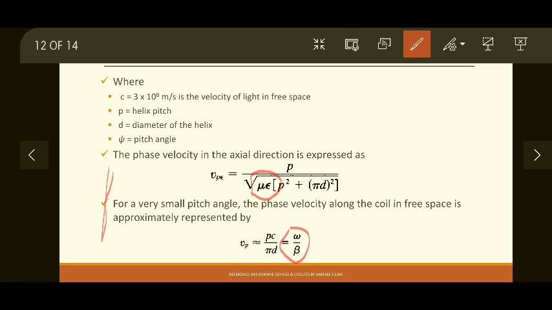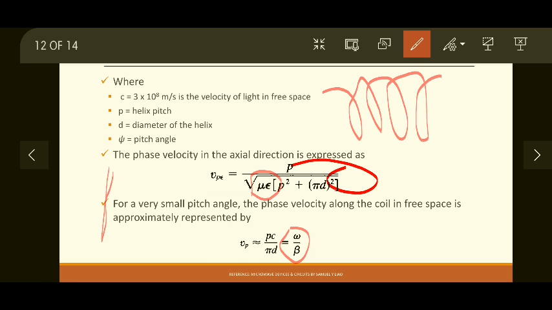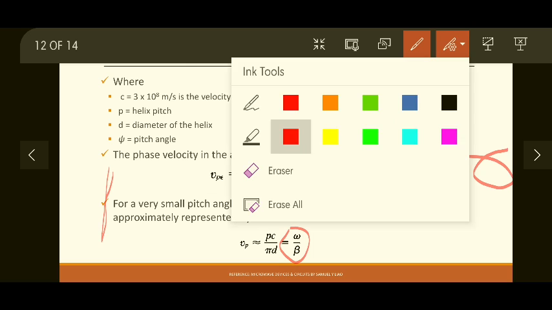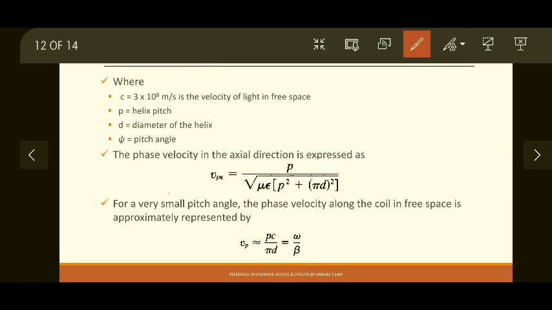What does a small pitch angle mean? Turns are very sharp. And a large pitch angle means turns are very slow. So for a large pitch angle you can follow this, and for a small pitch angle, the phase velocity is given by this.